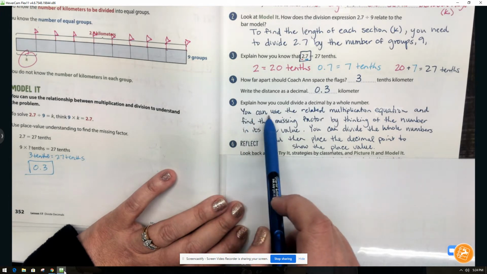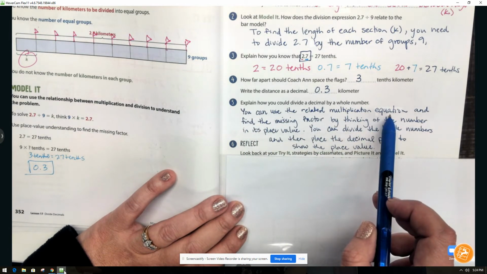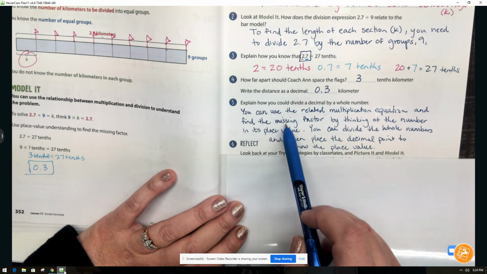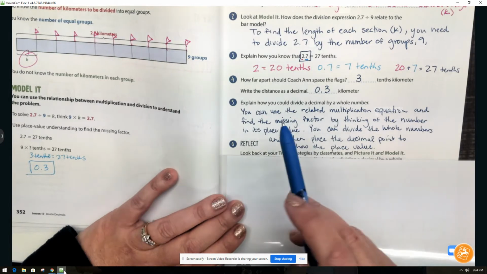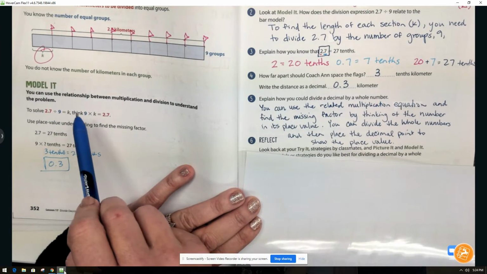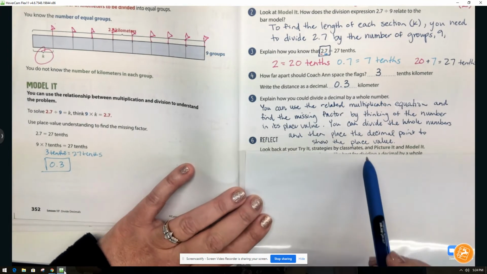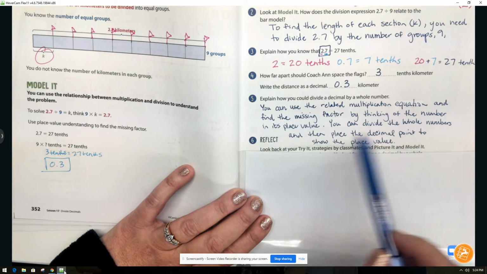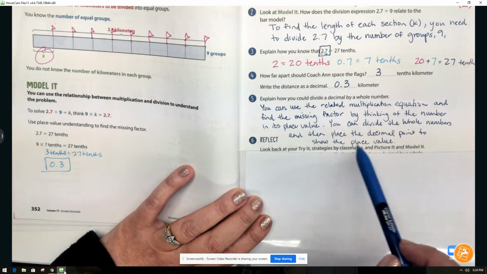All right, you can use the related multiplication equation, kind of like inverse operations, and find the missing factor by thinking of the number in its place value. So again, 2 7/10 divided by 9 is the same as 9 times what number equals 2 7/10. Then you can divide the whole numbers and then place the decimal point to show the place value.